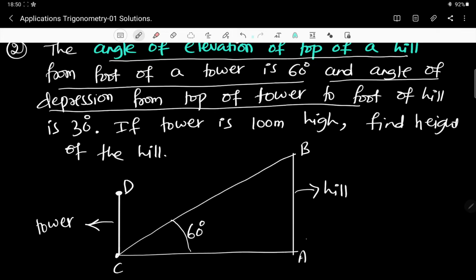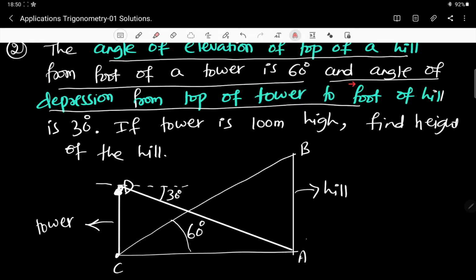Please look at this one more time. What is this question, dear children? The angle of depression from the top of the tower, which means this point, to the foot of the hill, which means this point, is 30 degrees. You understand the meaning of angle of depression? If you are standing on top of the tower, from this point D to point A, you have to draw one horizontal, and here is the angle of depression. So this is 30 degrees, they are saying.